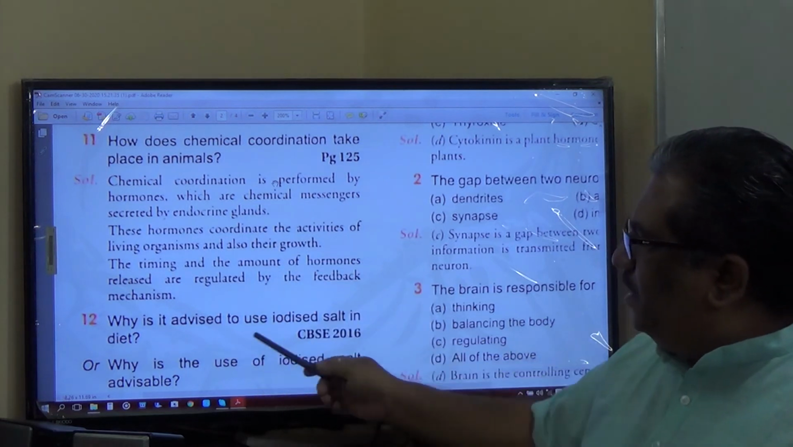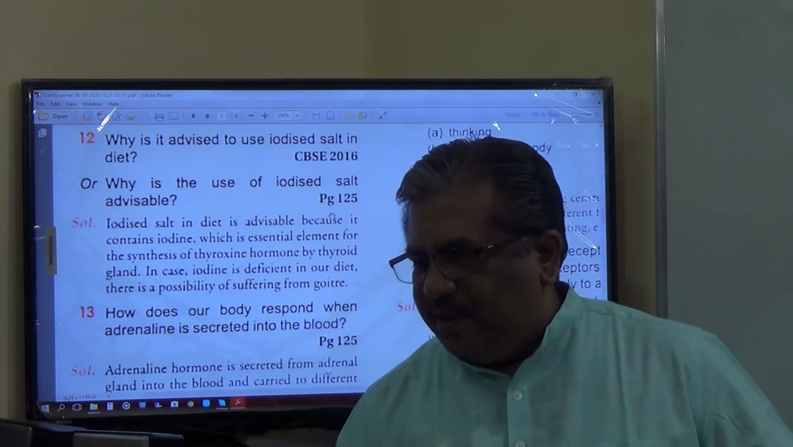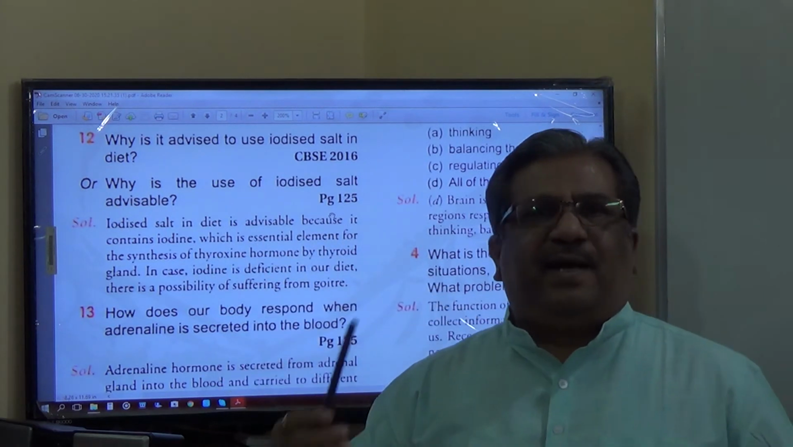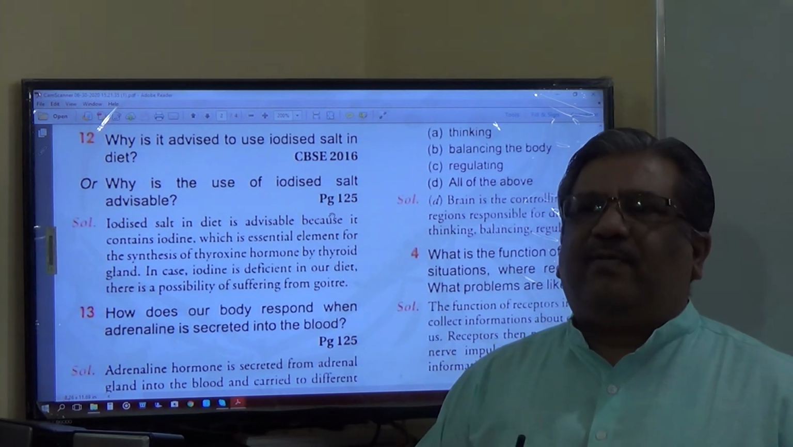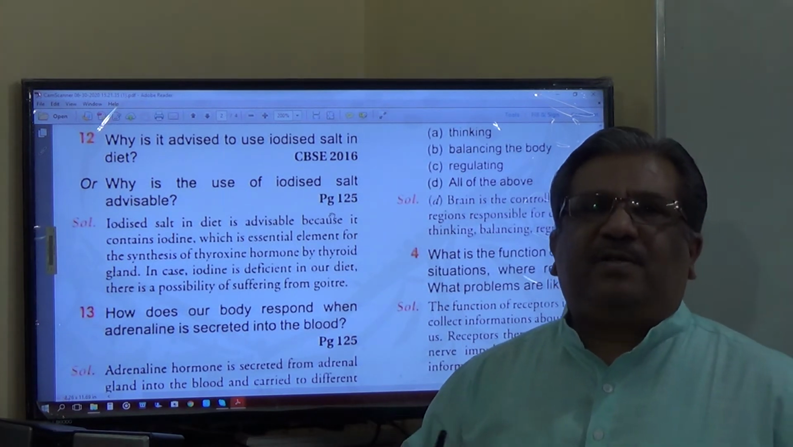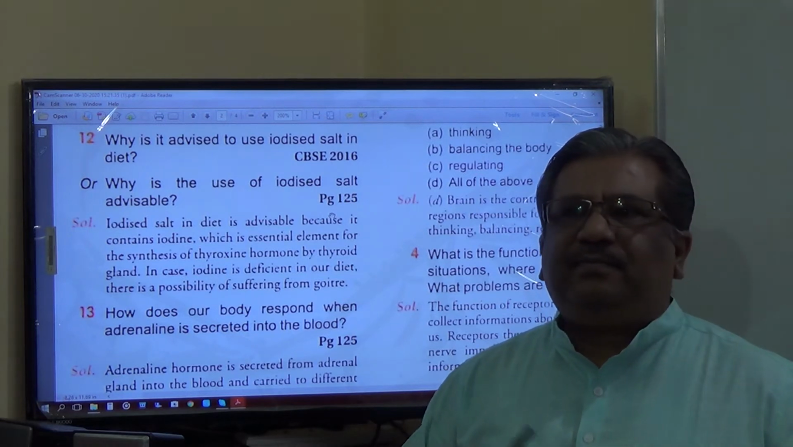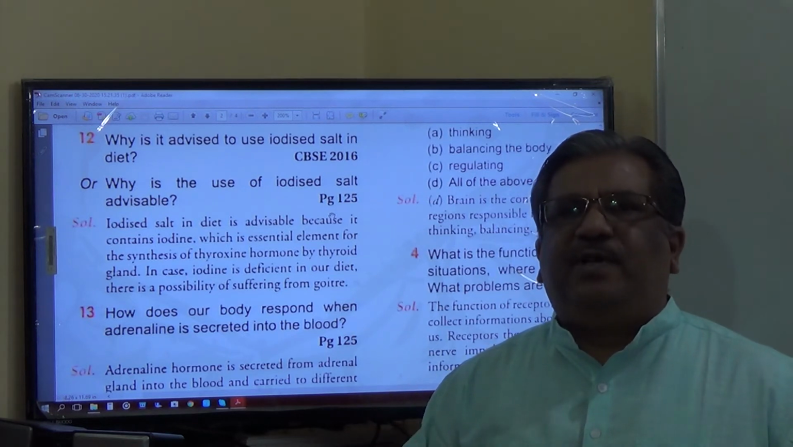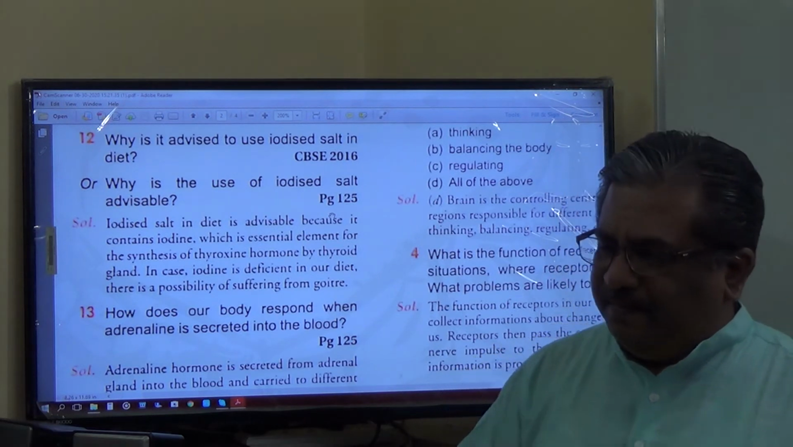Next, why is it advised to use iodized salt in our diet? Iodized salt in the diet is advisable because it contains iodine. But why do we require iodine? Iodine is required for the synthesis of thyroxine hormone by the thyroid gland. So deficiency of iodine may result in a disease called goiter, the symptom of which is a swollen neck. Hence iodine is required in our regular diet.